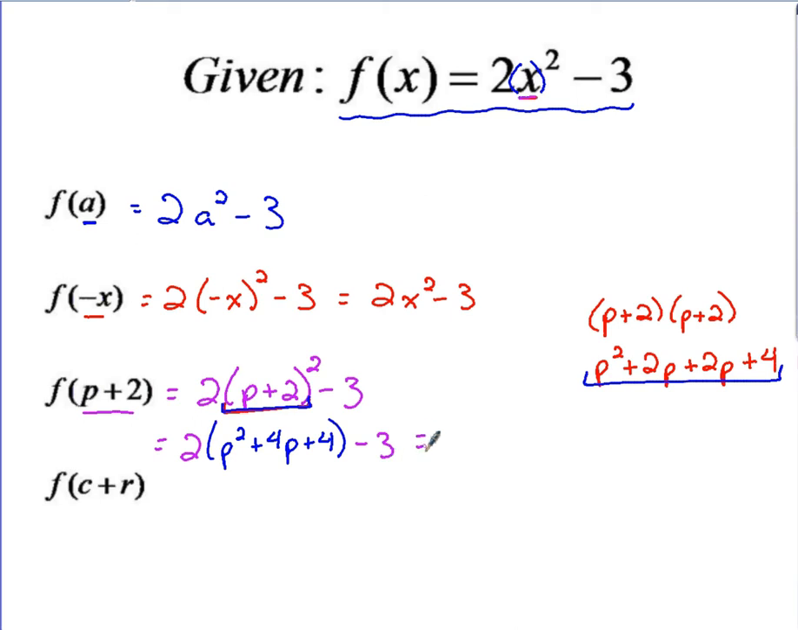So let's see if we can do 2 things at once here to speed up the process. You'd have 2 times p squared, 2p squared. You got 2 times 4p, so plus 8p. You got 2 times 4 there, so plus 8, right? Plus 8. And then you could subtract that 3. So 8 minus 3, you got plus 5. Your simplified expression here for what f of p plus 2 would equal is 2p squared plus 8p plus 5.